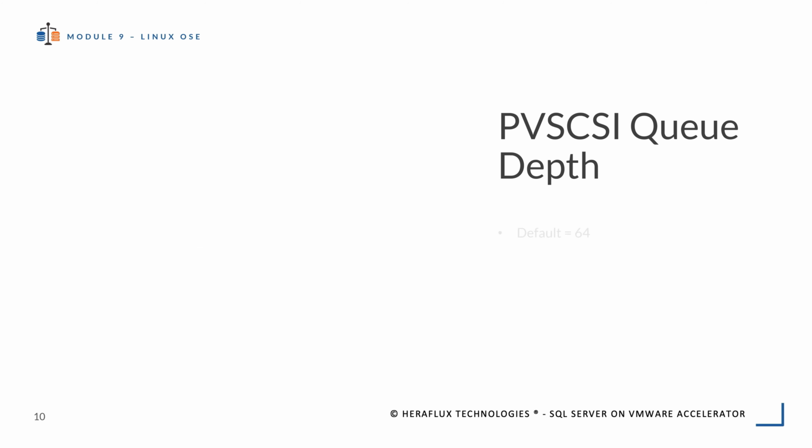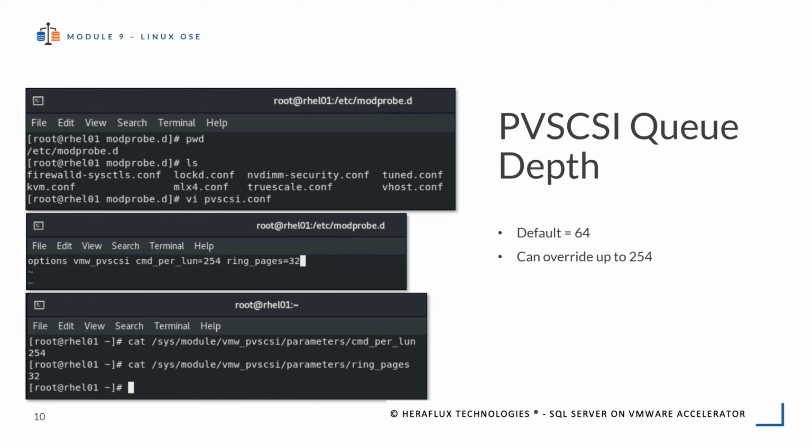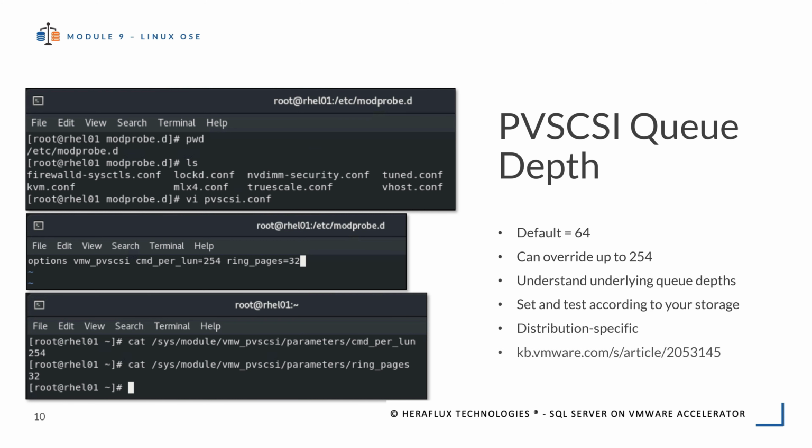Just like on Windows, the pvscsi disk controller has a default queue depth of 64 and can be overridden up to a value of 254. As with before, make sure that you have a strong understanding of all of the underlying queue depths to make sure that you set this value appropriately. Just blindly setting it to 254 will most likely set you up for trouble and result in increased in-guest storage latency instead of improved. The settings are distribution specific, and you can find more information from VMware directly at the link on the screen.